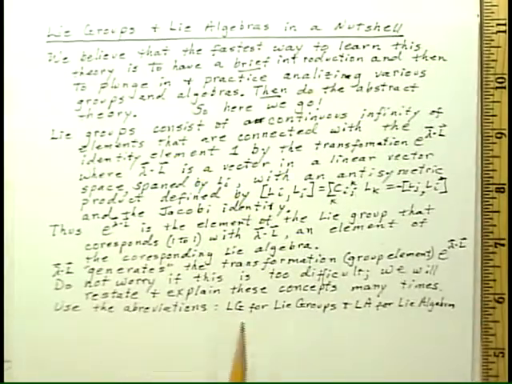Now don't worry if this seems kind of difficult. We'll restate and re-explain each of these concepts many, many times. We'll use the abbreviation LG throughout this course for Lie groups and LA for Lie algebras. And so when I read it, I'll talk about a Lie group, but when you see it printed, you'll just see LG and LA.